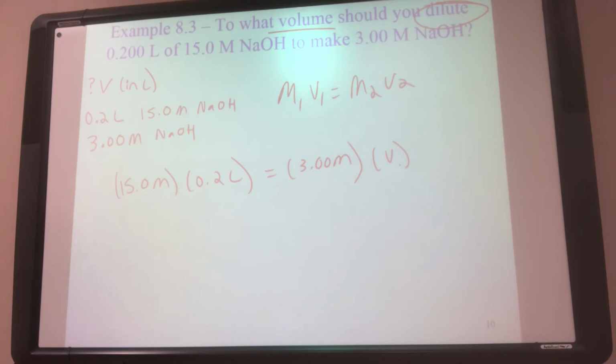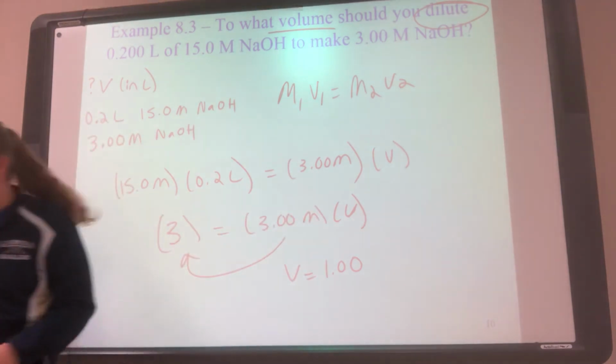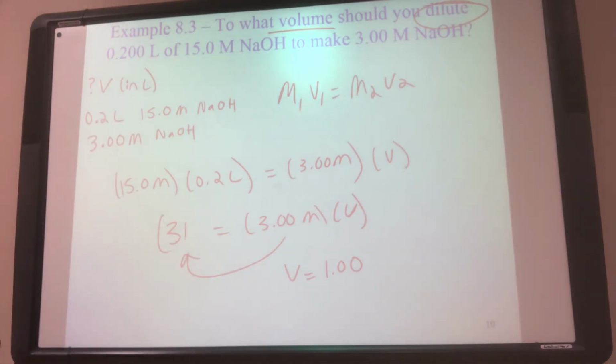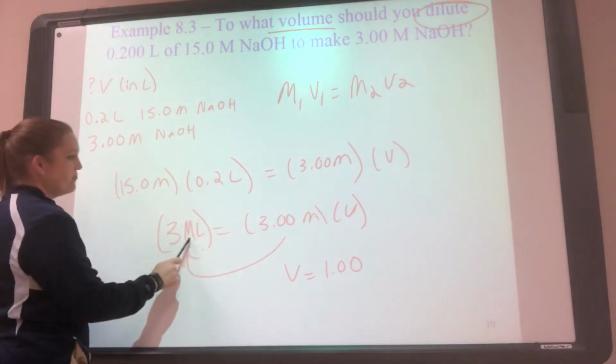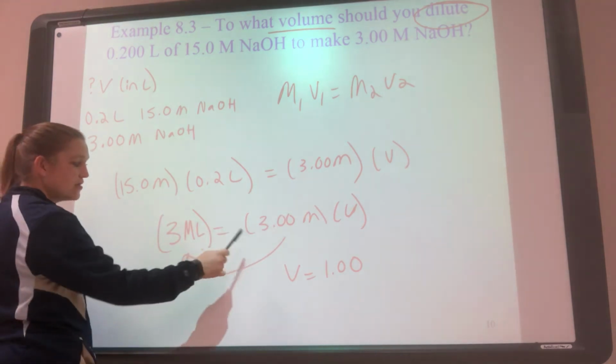Okay, so I do the math. 15 molar times 0.2 gives me 3. And then divide this over and you get that your volume is 1. Now we want to know what the units are. So this is molar and this is molar. One thing I could have done here is say this is molarity times liters, so big M times L. And whenever I divide this over, the M's cancel. So what I would have left is L.